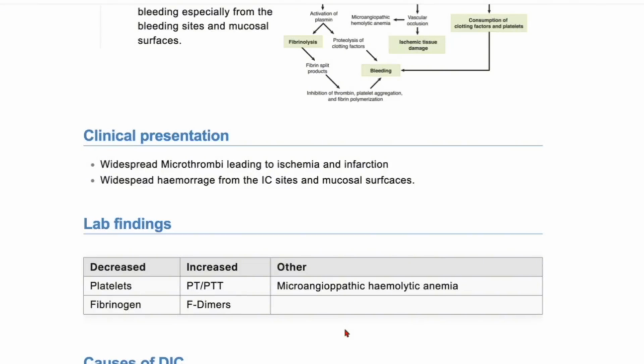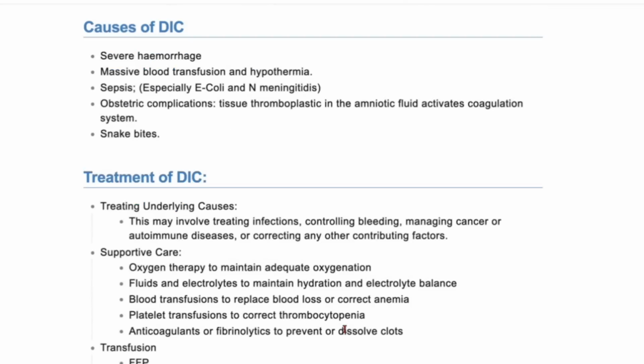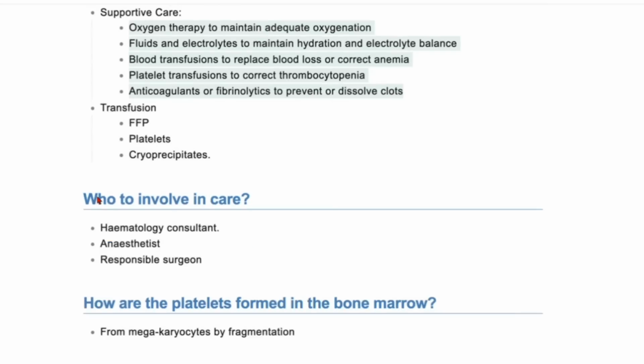The causes, you've mentioned this very well. So you have the hemorrhage, the blood transfusion, sepsis, the snake bite, the obstetric complication. The treatment, I think you should have classified it into this, so we can do transfusion, supportive care, and you need to focus on supportive care because this is your main treatment: oxygen therapy, fluids, and blood transfusion, anticoagulants, etc. Right? So you need to focus on your supportive care because this is the main way that you treat the patient. Go to involve. I think that was okay.